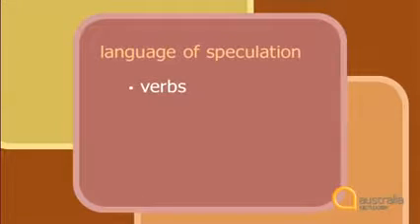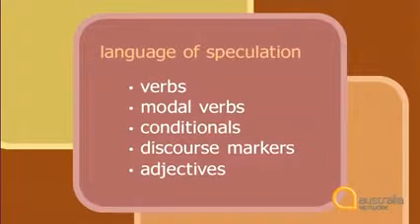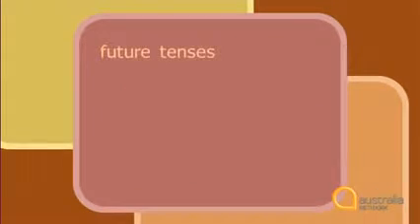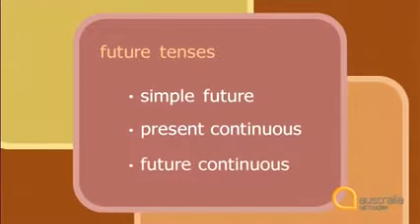And that's all for Study English today. Let's take a look back at the things we've talked about. First, we looked at the language of speculation, the language you use to talk about things that might happen in the future. We saw examples of verbs, modal verbs, conditionals, discourse markers, and adjectives. Then we looked at examples of future tenses, the simple future tense, the present continuous tense, and the future continuous tense. And if sometime in the future you need some help with your English, why not visit our Study English website? You will probably find everything you need.